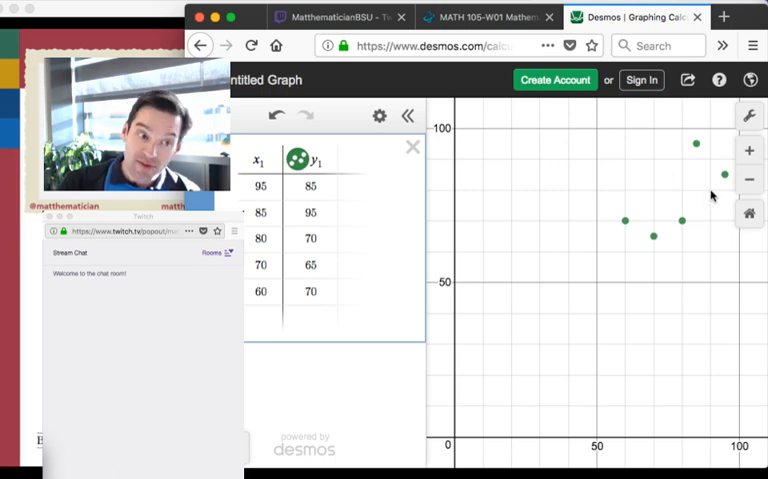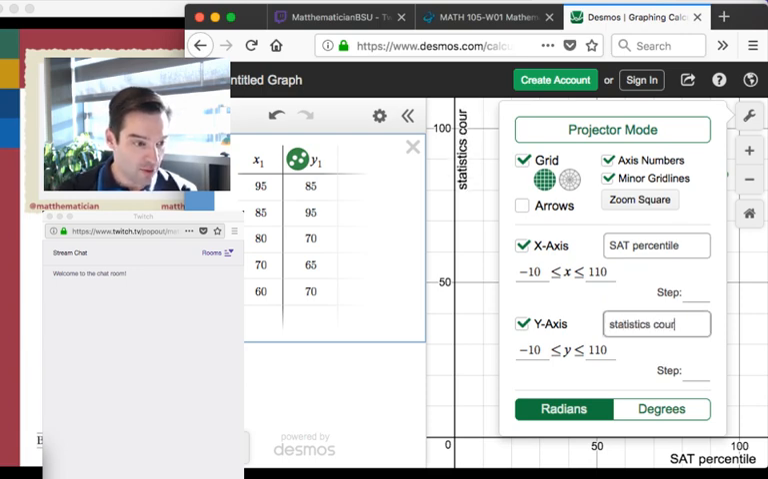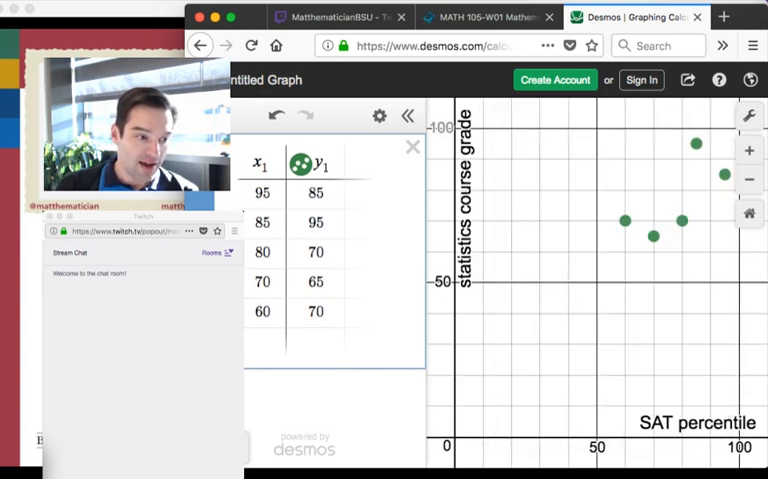And the first thing we notice is, again, the relationship is not as clear-cut as we would have expected. We can't, for example, draw a single straight line that goes through all these data points. I'm going to take this opportunity to just label here SAT percentile. That's my x-axis, and the y-axis is statistics course grade. And so the relationship between these two quantities is not as obvious as we might have wanted it to be. Right?